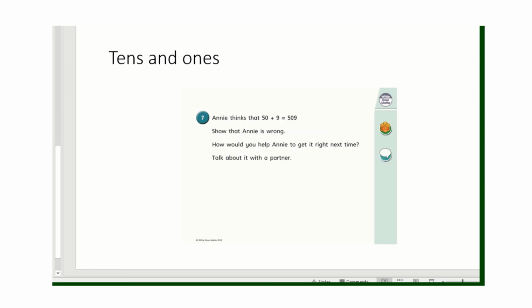Now then, these are problems. Annie thinks that 50 add 9 is 509. Sure that Annie is wrong. How would you help Annie to get it right? Look, because we know that when we put 50 and 9 together, it's the placeholder, isn't it? It's 5 tens and 9, isn't it? So it would be 59. I wonder if you would be able to explain that to a partner or to an adult nearby.